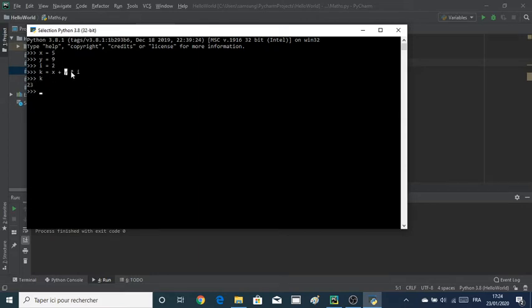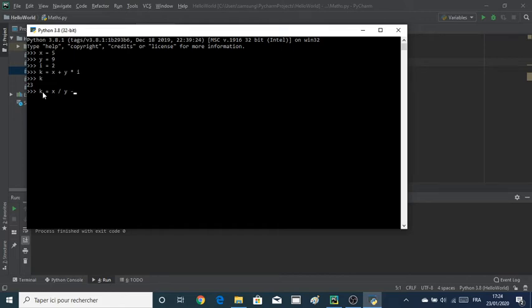What is first, the multiplication or the plus? Let's see. y is 9. 9 multiplied by 2 is 18. 18 plus 5 is 23. The priority is for the multiplication.